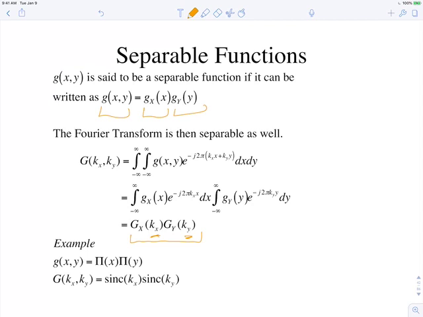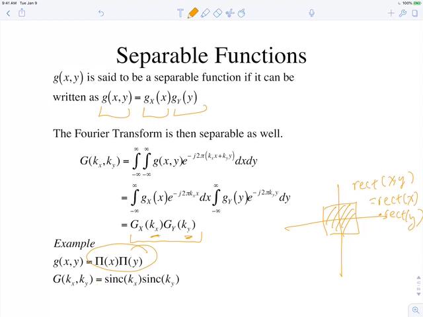A good example of this is something like this, just this two-dimensional rect function here. So rect of x, y equals rect of x times rect of y, and this is obviously a separable function. So I can just take the Fourier transform of the rect of x, which is sinc kx, and multiply it by the Fourier transform in ky, sinc ky. So I don't have to do any math. I can just write down the Fourier transform by inspection.